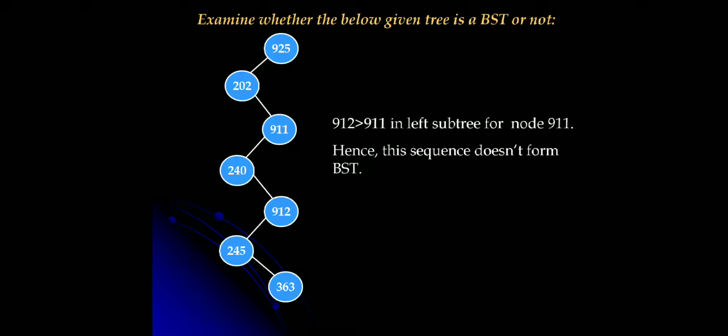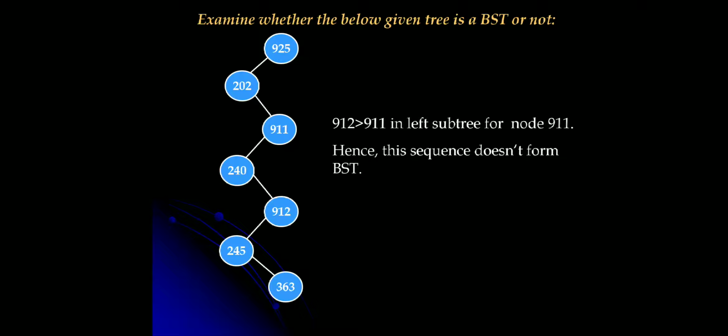Coming to the next node, 202, it does not have a left subtree, but it has a right subtree. So if the nodes appear in the right subtree, then the values must be greater than or equal to 202. Is it true? For the second node, we'll check 911, 240, 912, 245, 363. Yes, all these node values are greater than 202. That means it is satisfying the BST property at level 1 also.